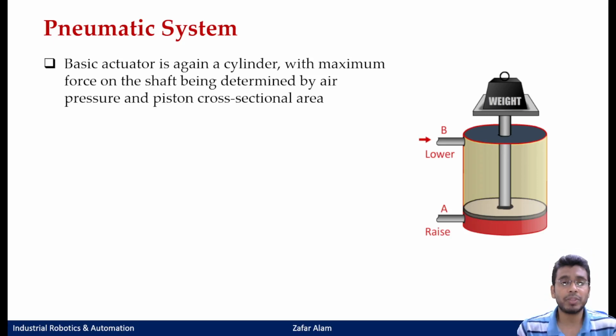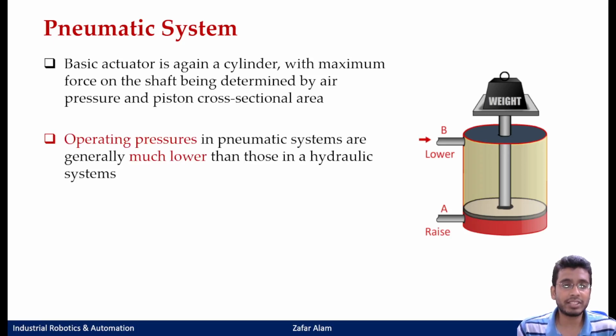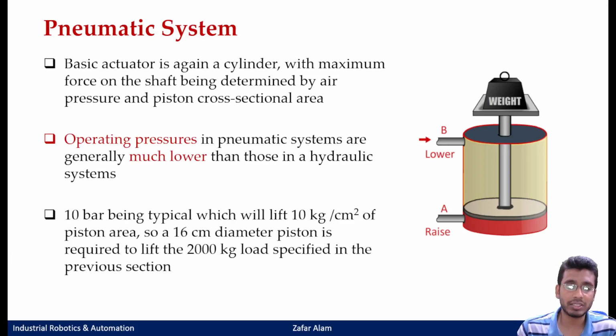In this case also, the force that you can apply at this end would depend upon your pneumatic pressure as well as the cross-sectional area of the piston. However, as I said, the operating pressure of the pneumatic system is much lower than that of a hydraulic system. So we generally work in a typical range of 5 to 10 bars. Just to compare, if you are working at 10 bar of pressure, it will be able to lift a weight of 10 kg per square centimeter of the piston area.